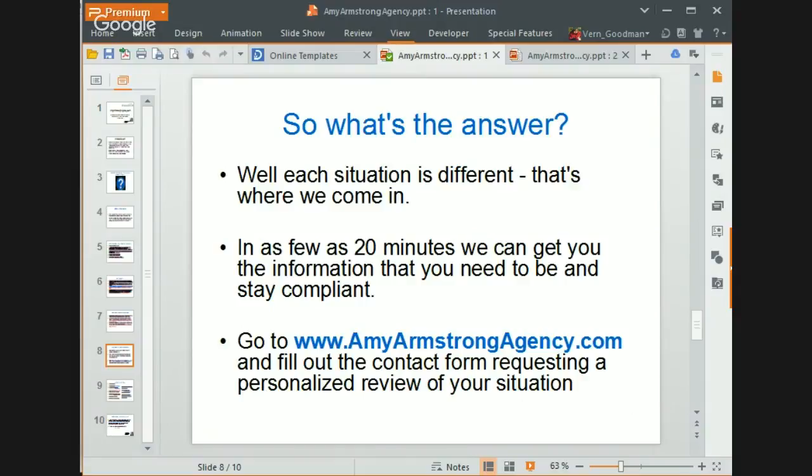What if the IRS were to give you a call this week and say they'd like to schedule a meeting with you to go over your ACA compliance to make sure that you're within regulation? How would that call make you feel? Nervous or scared? In either case, the way to get this started now is to go to www.amyarmstrongagency.com, fill out the contact form requesting a personalized review of your situation.